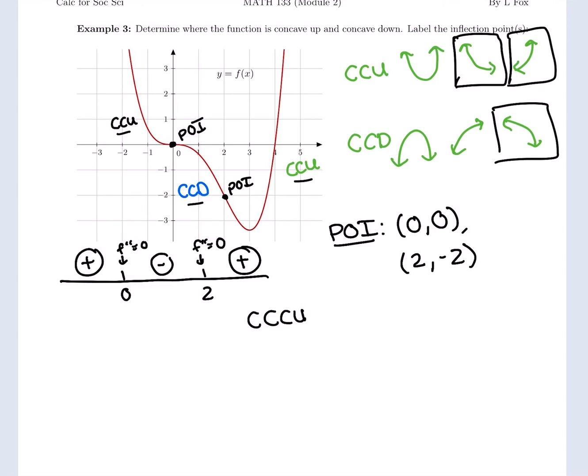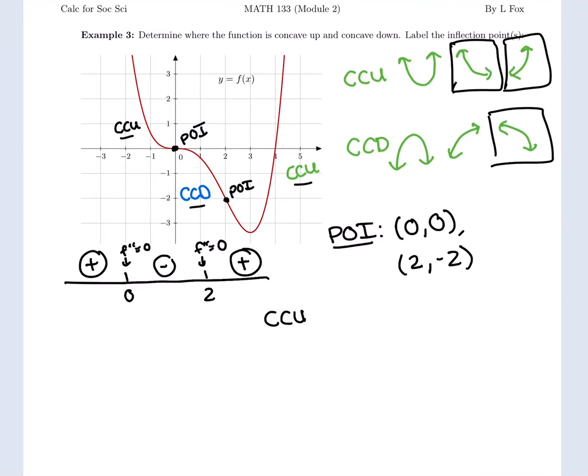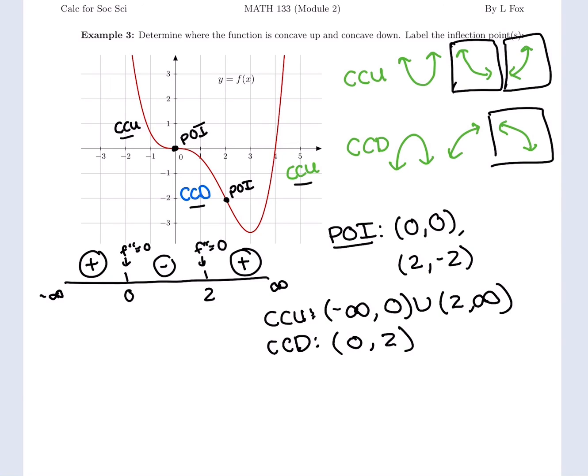Remember, only inflection points and infinities are going to go in your answers for these, just like it was only critical numbers and infinities with the first derivative. So for concave up, I would say negative infinity to 0, union 2 to infinity. Remember, negative infinity is to the left, positive infinity is to the right. And then between my two inflection points is where I'm concave down. So between 0 and 2.